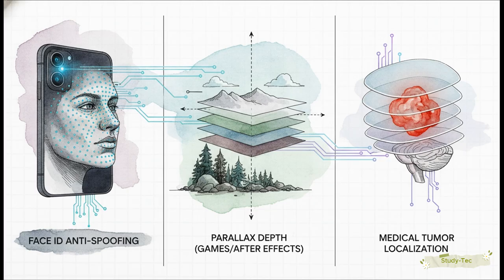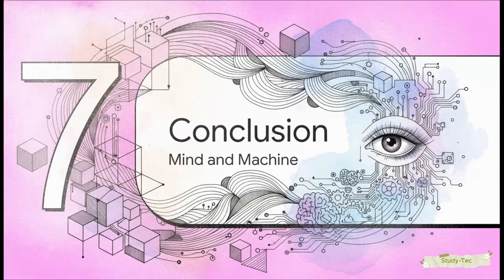Modern video games like Ori and the Blind Forest use this exact same parallax technique to create those stunning immersive environments. And in medicine, 2.5D deep learning models are processing MRI and CT scans right now. By integrating multi-view spatial depth cues, they can localize tumors and identify metastases far more efficiently than standard 2D analysis. And finally, Section 7, Conclusion, the convergence of mind and machine.